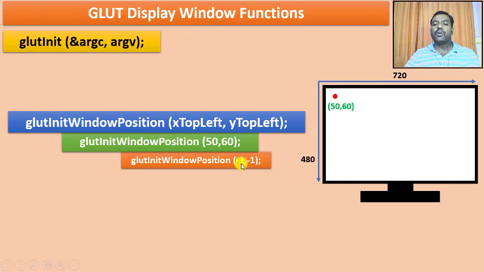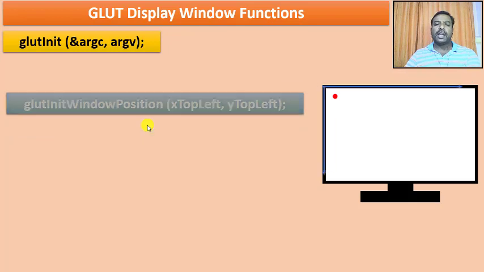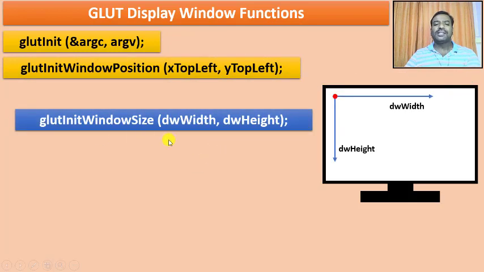Now if I give -1 comma -1 as the parameter, this is going to use the default point where your current system draws the window. If you want the default point of your current system, just use -1 comma -1, or do not call this API at all. Once you have decided the point, the next thing is what the window size is going to be.